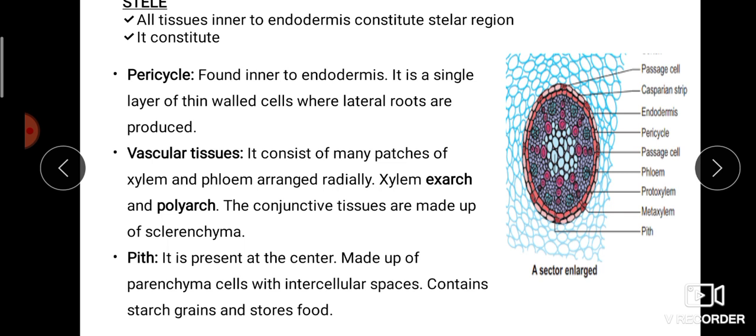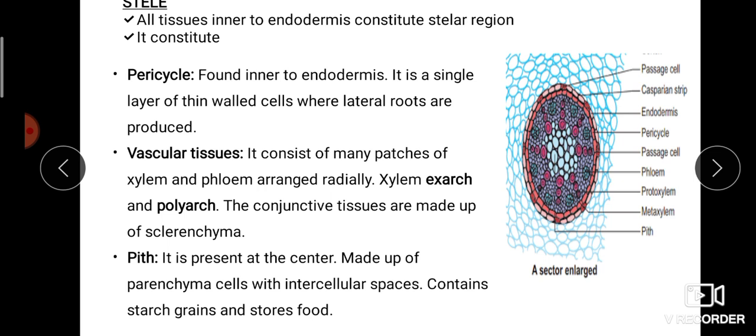Then the conjunctive tissues. In dicot root, we already discussed that conjunctive tissues means the tissues present between the xylem and phloem, and they are made up of parenchymatous cells. But in case of monocot root, it is made up of sclerenchymatous cells.